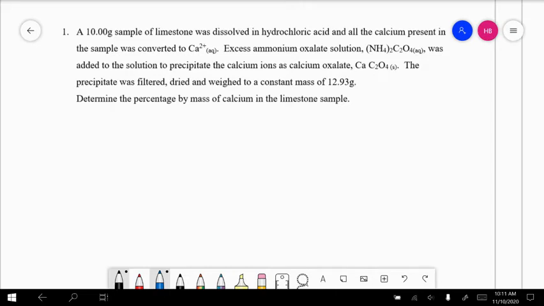All right, this is the gravimetric analysis practice quiz, and we're going to construct an answer key video.